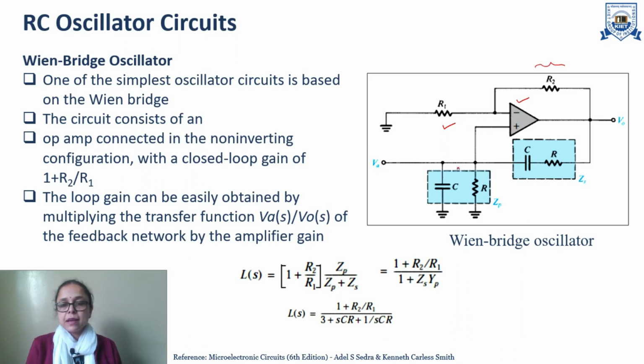In the feedback, R and C are in series, and here R and C are in parallel. The feedback part consists of two subparts. One part, Zs, has R and C in series, and another, Zp, has R and C in parallel. So this is the complete Wien bridge oscillator, having the amplifier part, which will generate the factor A, and this feedback part, which will generate the gain beta.